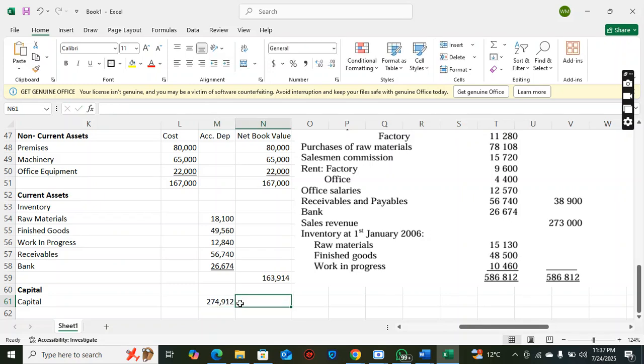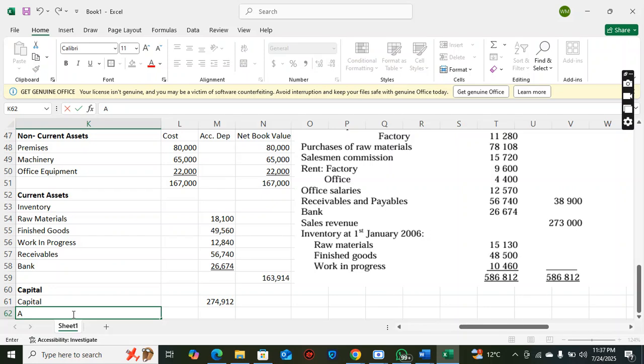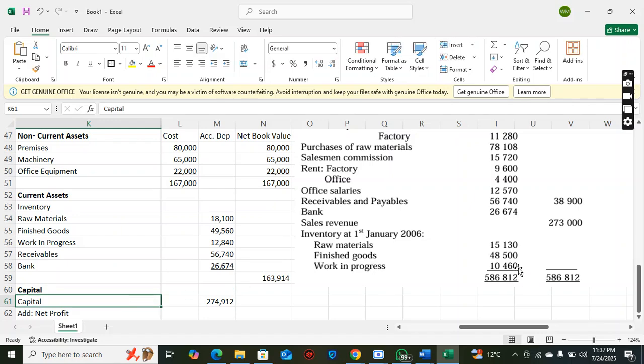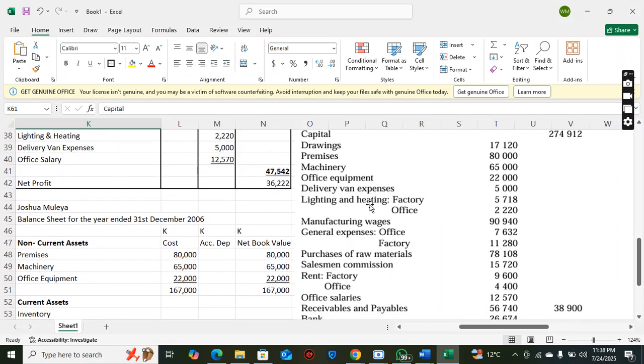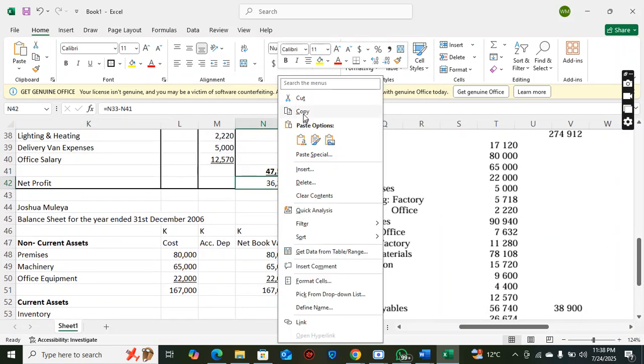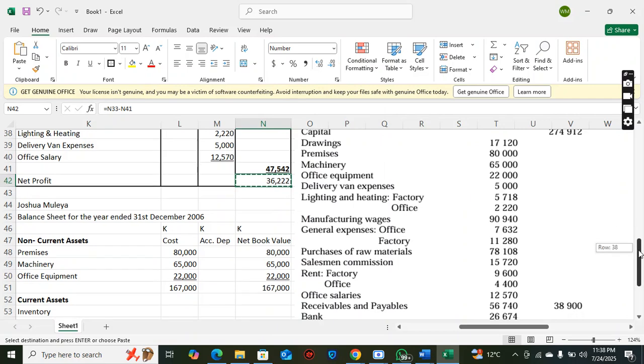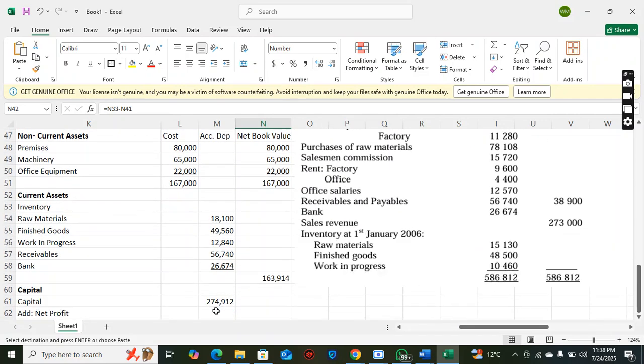Okay. Then what do we do next? For those who reach this part, after we put in capital, what do we do next? Add net profit. Even though it's a loss, you're still adding it. Colleagues, don't subtract if it's a loss. You're still adding it. You just represent it as a negative value.